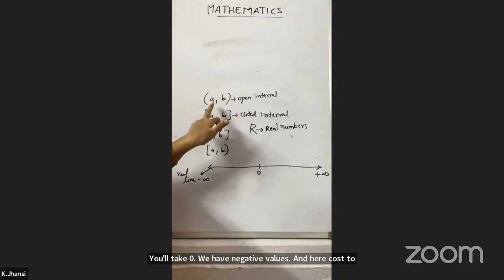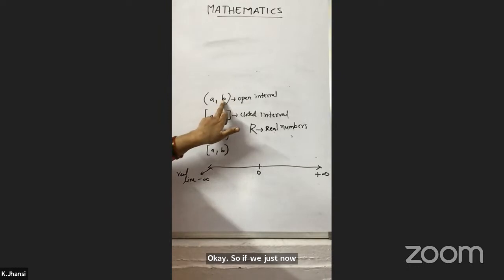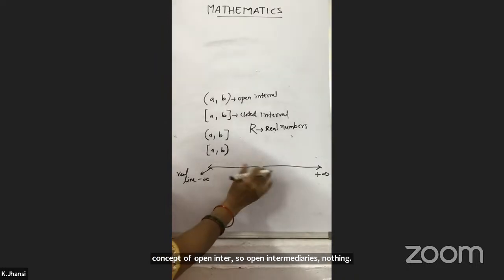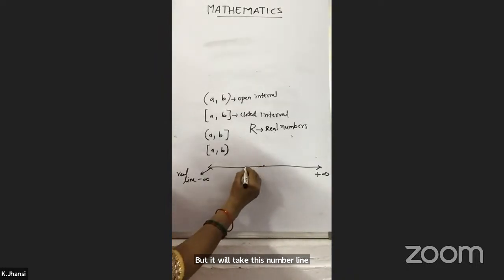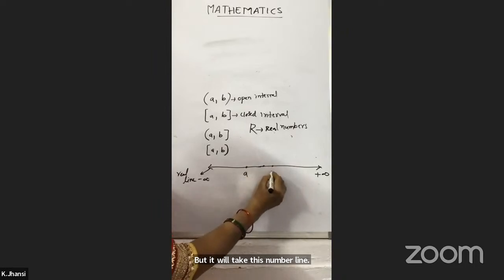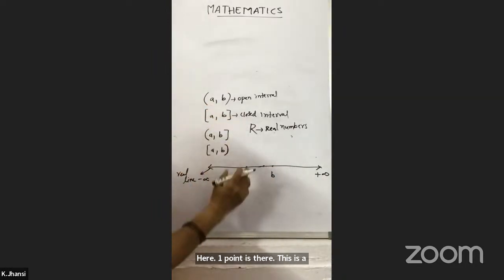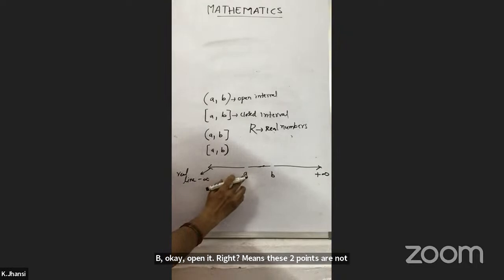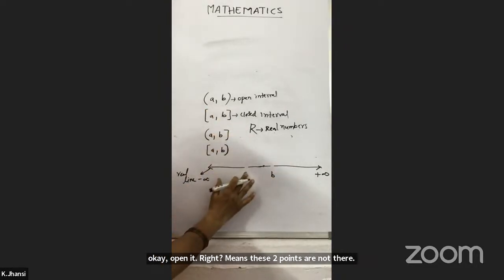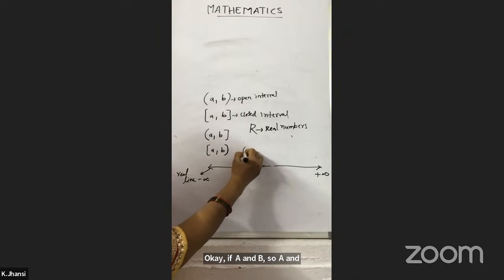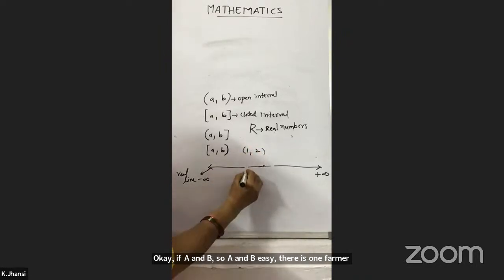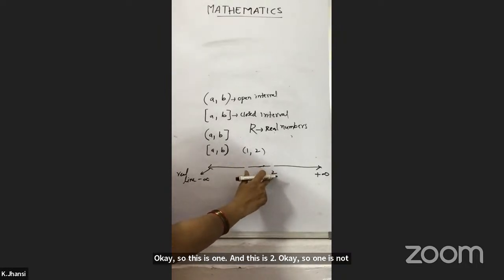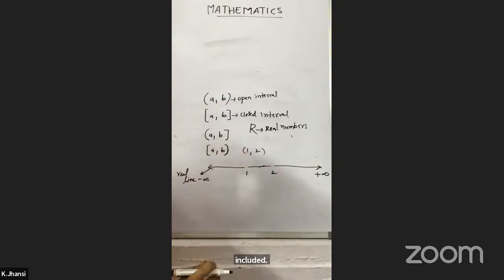Okay. So now the concept of open interval. Open interval is nothing but, if you take this number line, here one point is there, this is A, and here one point is there, it is B. Open interval means these 2 points are not there. Instead of A and B, if you take easy numbers, that is 1 and 2. So 1 is not included, 2 is not included, then that type of interval is called an open interval.